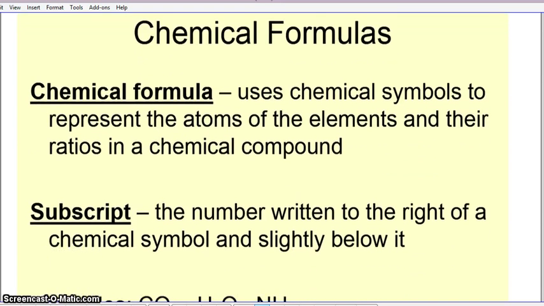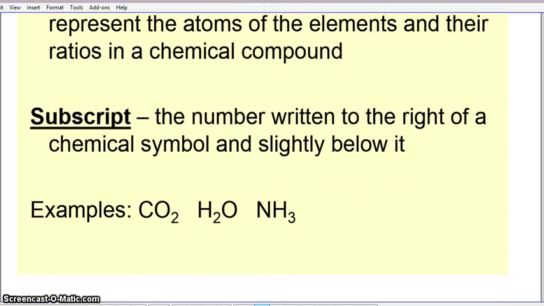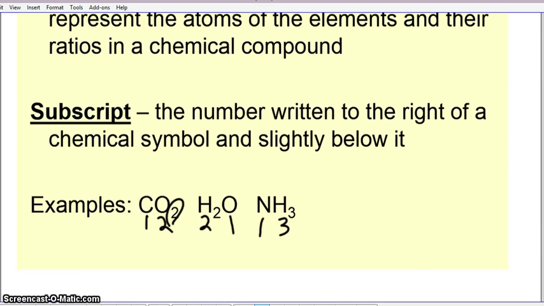Okay, so look here at the chemical formulas. The chemical formula uses chemical symbols to represent the atoms, the elements, and their ratios. These are called subscripts. So we have one carbon atom and two oxygen atoms, two hydrogen atoms and one oxygen, one nitrogen and three hydrogen. It's a way to understand how many atoms of each element are in this actual bond.